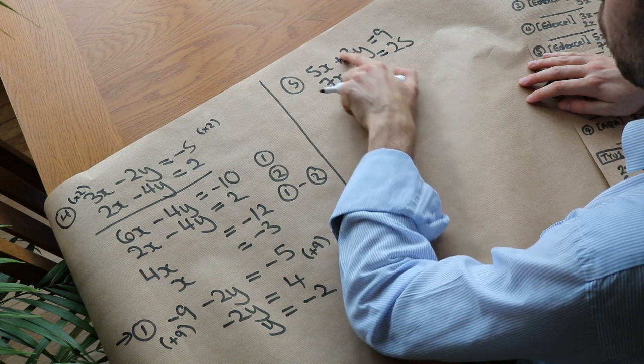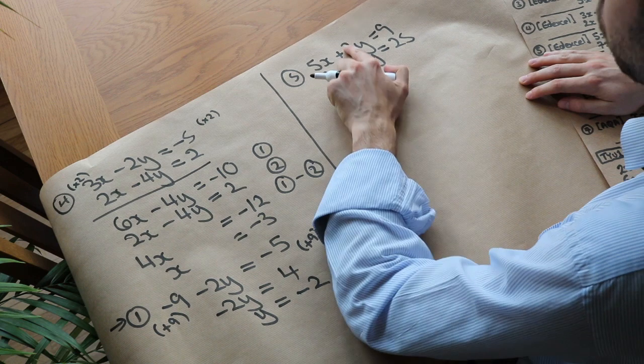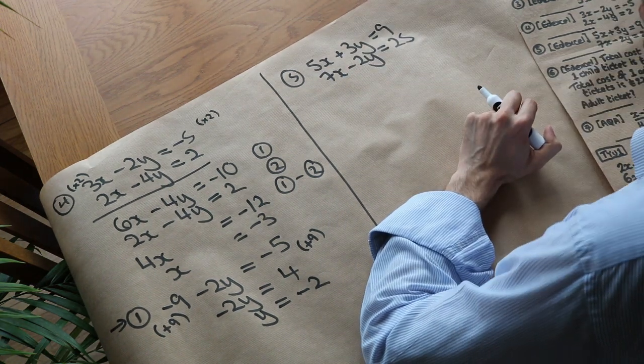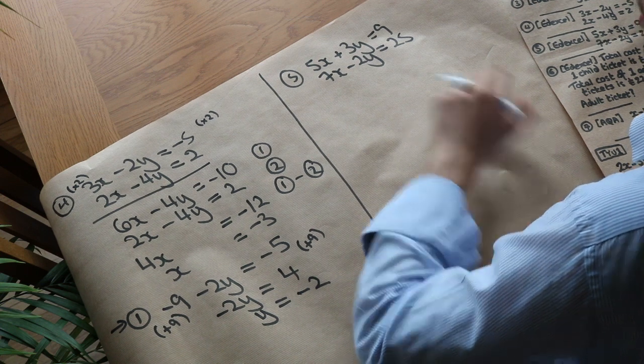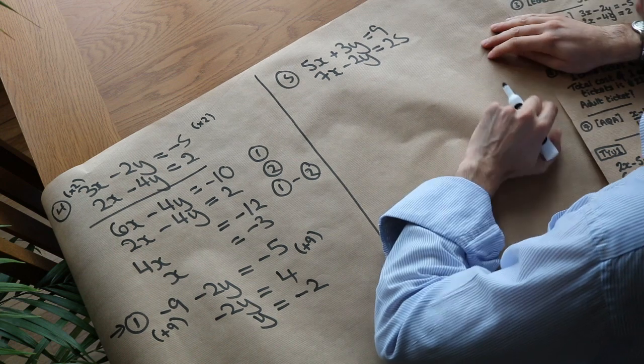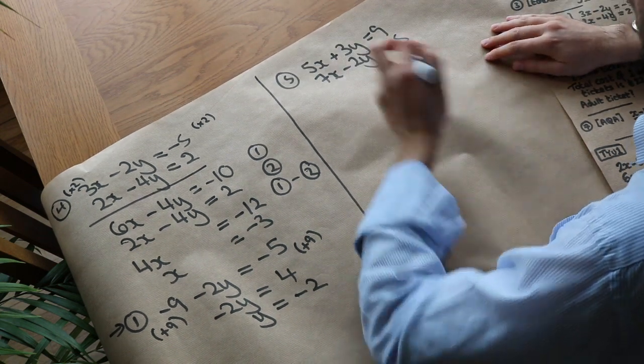But this time, if we scale the y, we're going to have to scale both of them, because you can't times one of the numbers by something to get the other. So at this point, what you think of is the lowest common multiple of these two numbers. What's the lowest common multiple of 3 and 2? Well, it's 6. So we want to get both of these to be something involving 6y.